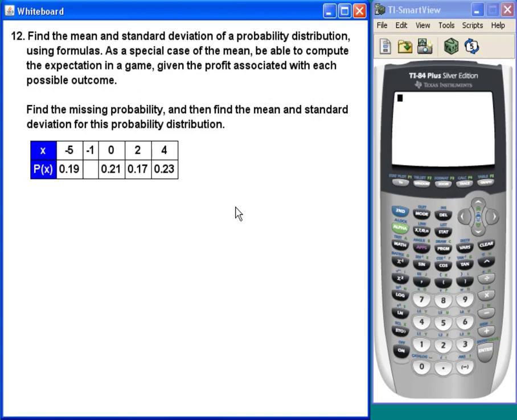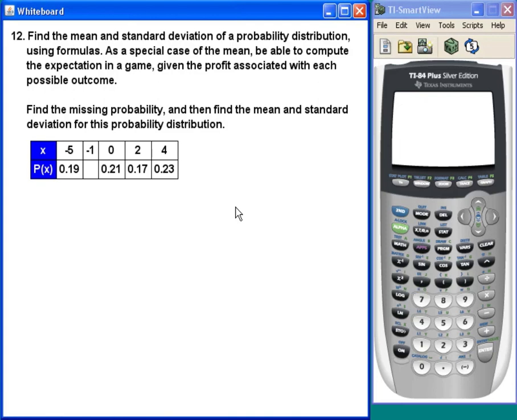Now, a couple things. First of all, this says to use formulas, and if you have the calculator available, there's no reason to use formulas, so you don't have to use formulas here. Also, the special case of the mean, the expectation, it's the exact same thing as a probability distribution, and when I go to get the mean of this probability distribution, it's the exact same thing you would do to get the expectation in a game. Expectation is just another term for the mean, really.